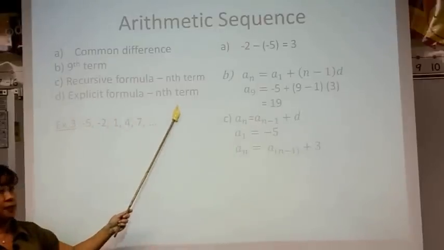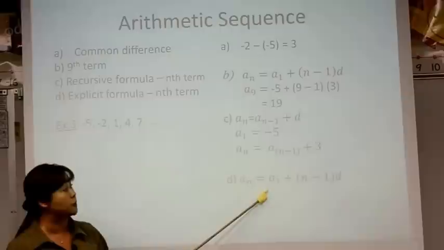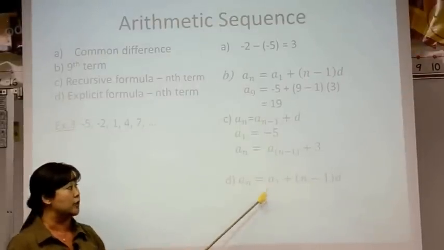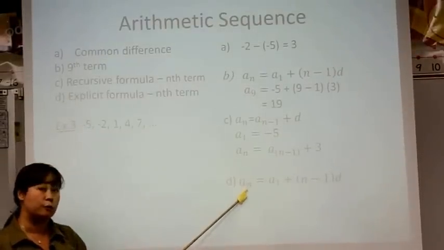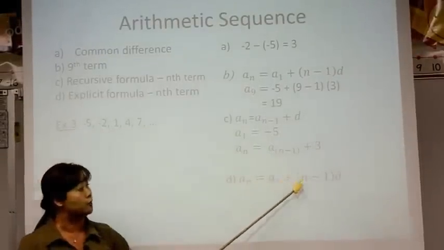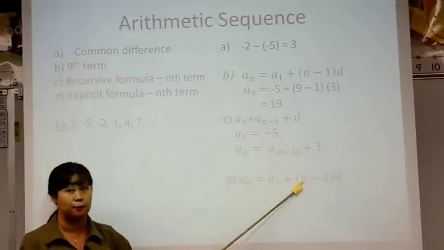The nth term, same thing. So the explicit formula for the arithmetic sequence is this right here. So again, I'm going to leave the n right here because I don't know what term I'm finding. So we'll leave the n right here. We'll leave the n as well for this one because it's the same n right there.